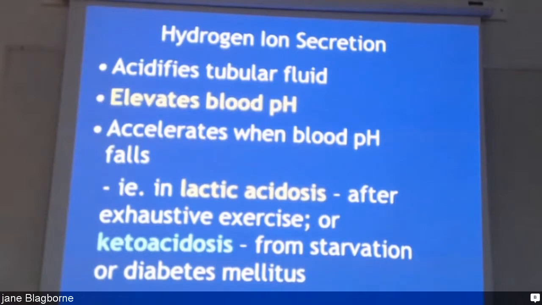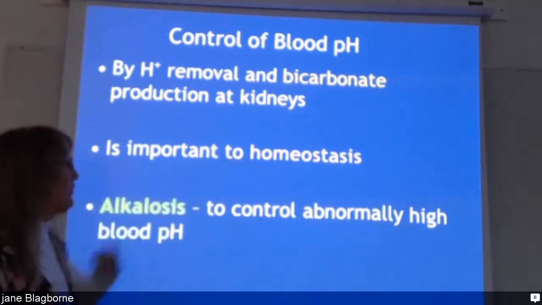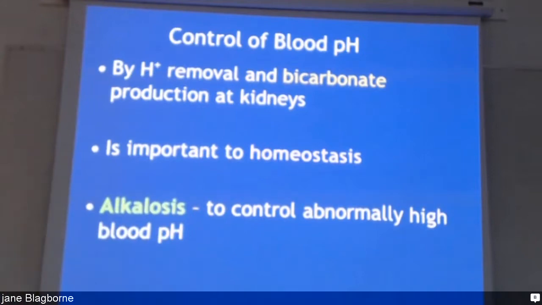Control the blood pH by hydrogen ion removal and bicarbonate production in the kidneys. Of course, keeping that pH balance is an important part of homeostasis. So alkalosis is to control abnormally high blood pH, so acidic blood, right? You want to make it alkaline.